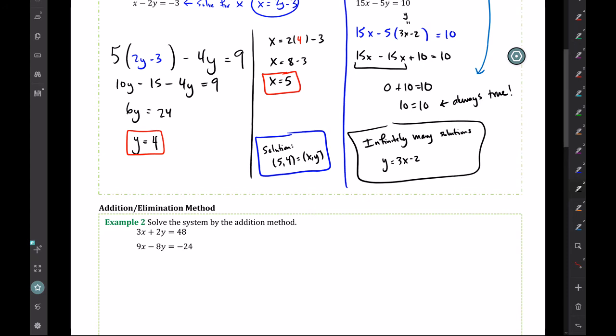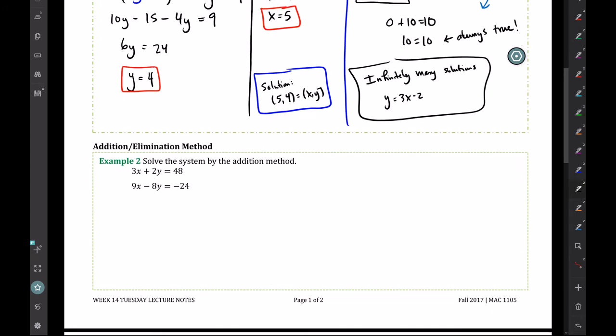Now another way of solving these systems is called elimination, and this is where you add the two equations together and try to cancel one of the variables. In this case, I'm going to multiply the first equation by -3, and that'll allow me to cancel the 9x with -9x. Let me do that real quick.